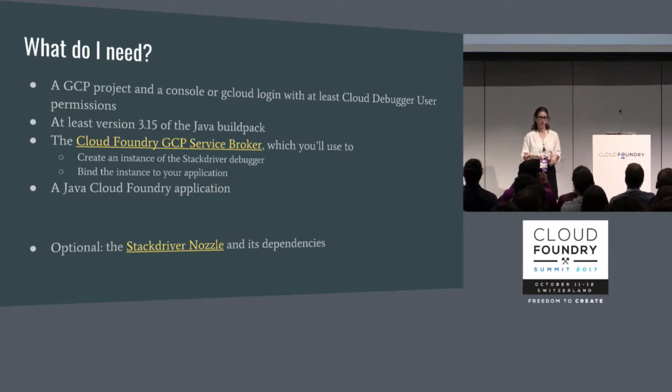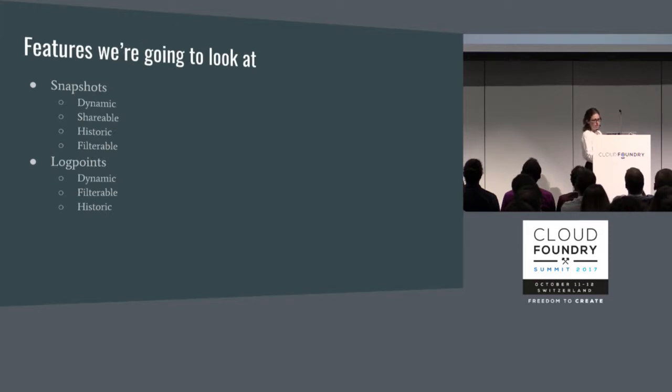I'm going to show an optional integration. If you're using the Stackdriver logging nozzle, you'll be able to see your logs in the Stackdriver logging UI. But if you're not using that, you can see them in just the standard out CF logs or whatever logging aggregation tool you're using. So the main features of the Stackdriver debugger are debug points and log points, both of which are dynamic, historic, and filterable. Debug points are also shareable, which is pretty cool.